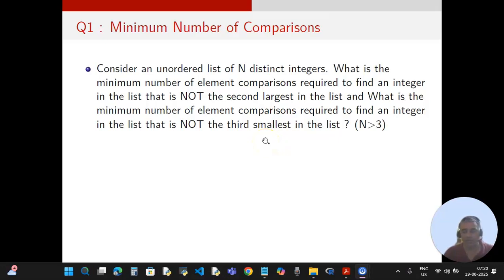So we will be discussing the August 2025 algorithms quiz paper solutions. Now let us consider the first question.